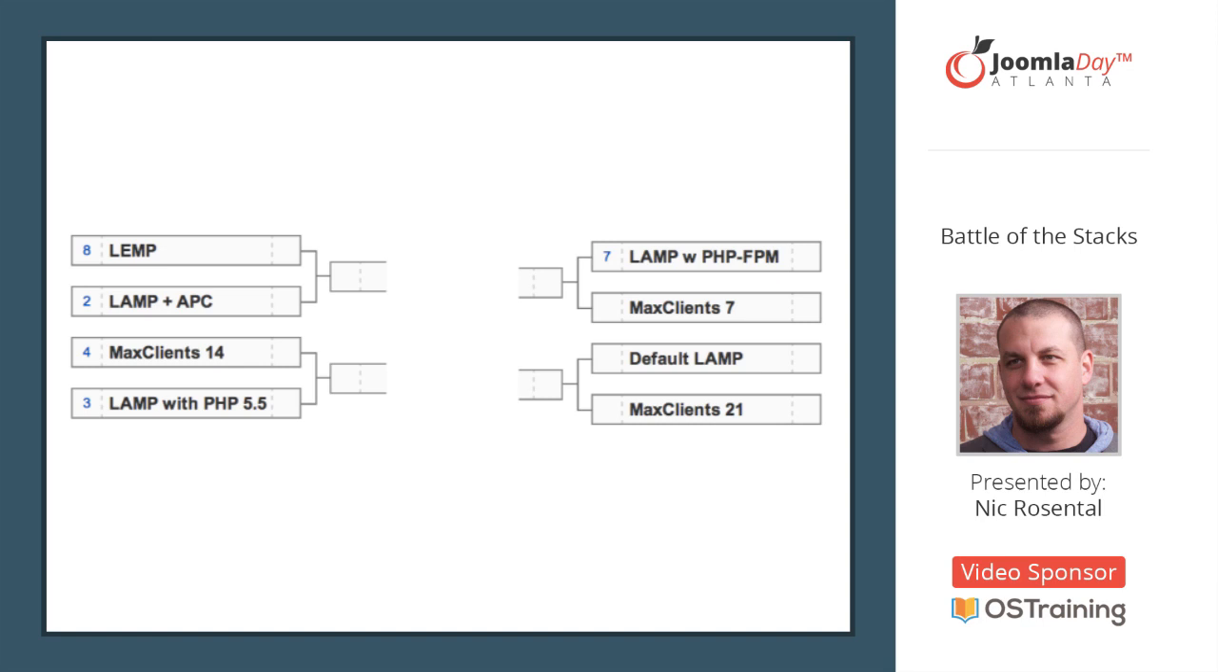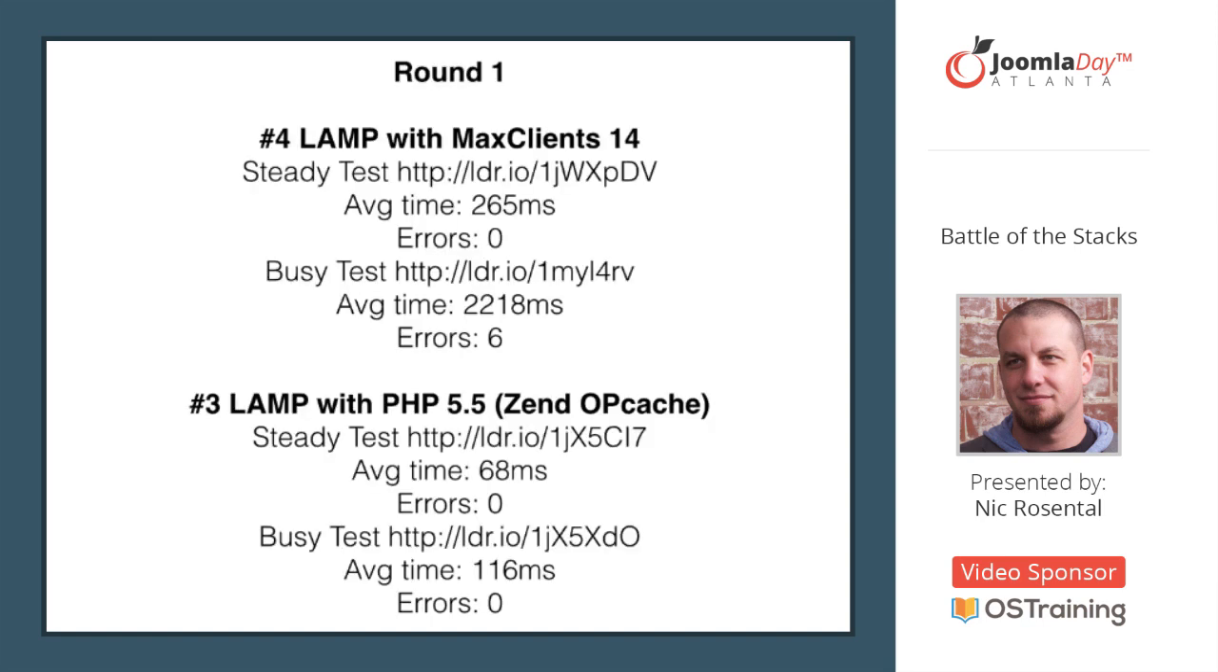All right, let's look at the first matchup, LEMP with Max Clients 14 and LEMP with PHP 5.5. See, the average time on Max Clients 14 is 265 milliseconds, which is excellent response time. But look at 5.5, it blows it out of the water with 68 milliseconds. And I'm talking WordPress here. This is not optimized software, and we didn't touch any other settings. 68 milliseconds is a dream.